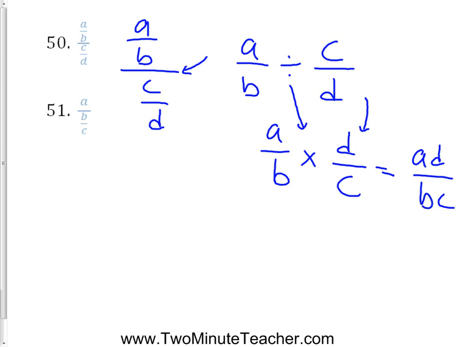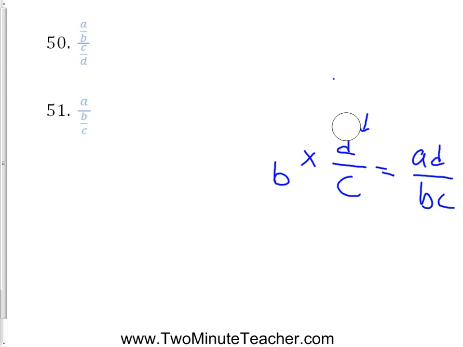Okay, so yeah, I could have somehow memorized that this goes on the top and that goes on the bottom. Don't do that. That will just get you confused later. Think of this as a big divide problem, and you can write it out that way, and then it should be easy.